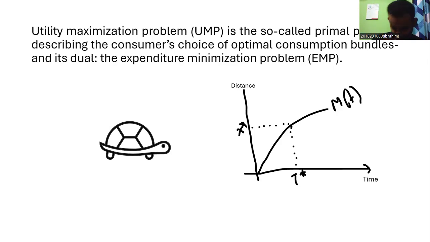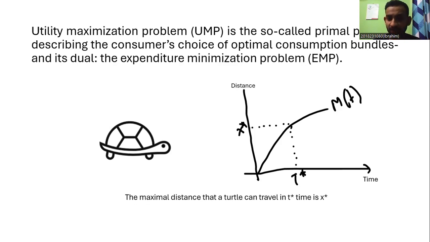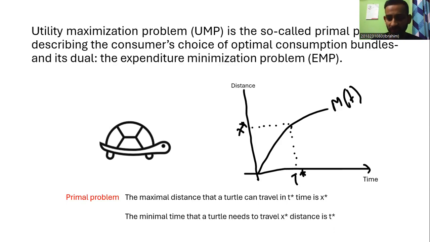So, as a basic example, the maximum distance that a turtle can travel in t star time is x star. This is what we call the primal problem. Its dual will be the minimum: the minimal time that a turtle needs to travel x star distance is t star. That means the travel distance is x star, and it needs to be covered in time t star, the minimum time. That is the dual problem.